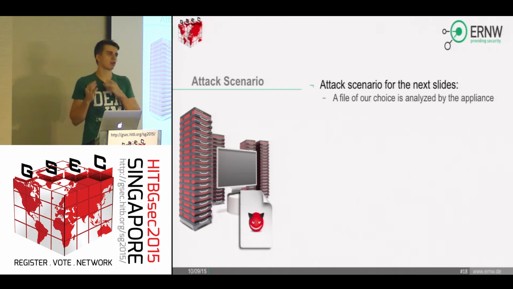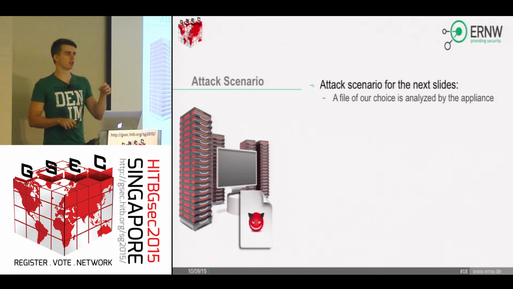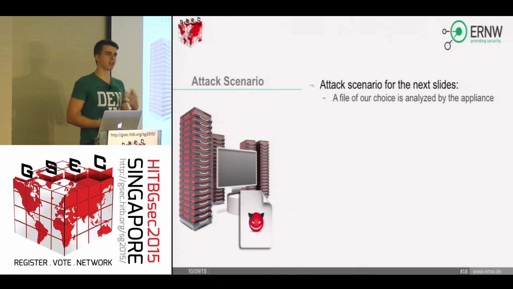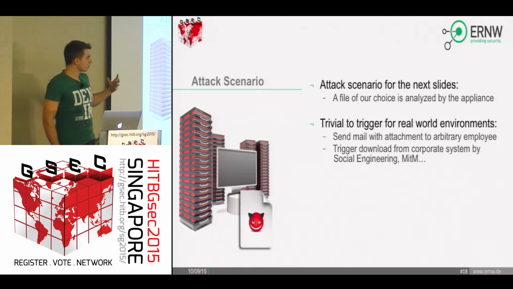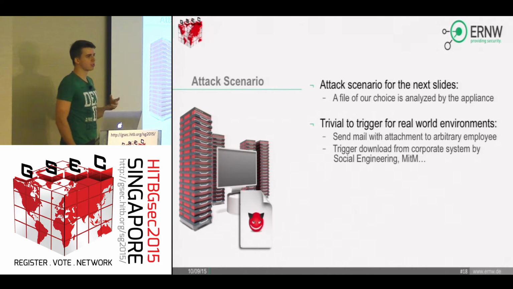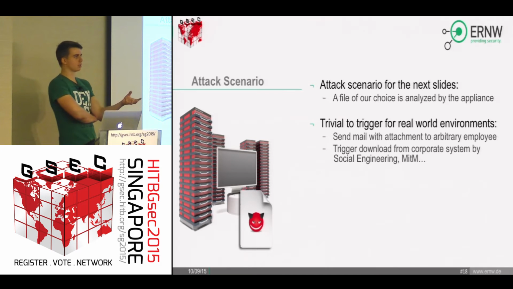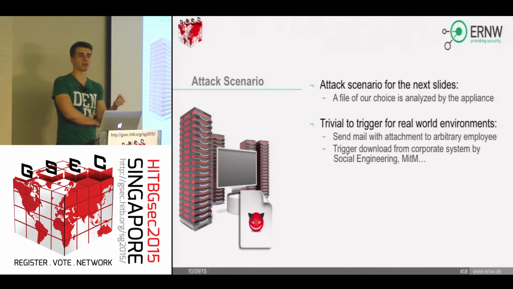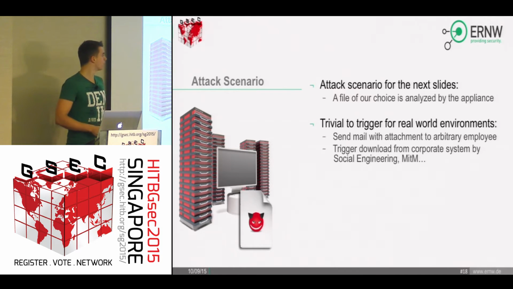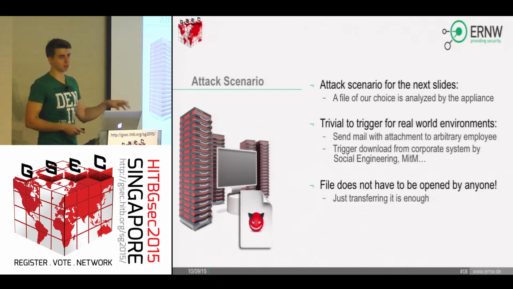Now, in comparison to the first boring bug, we have a completely different attack scenario. If we find a bug in one of these two components, then the only requirement for a successful attack is that the file of our choice is analyzed by the appliance. And in any real-world environment, this is trivial to trigger. You can just send a mail with an attachment to an arbitrary employee if it's used as a mail gateway, and the employee doesn't even have to open the mail. It's not like spear phishing. It's even better, because you just send some kind of Word attachment that exploits the bug in the analysis process to an arbitrary email address in the company, and this already will trigger the analysis process by the appliance. Just transferring the file is enough.